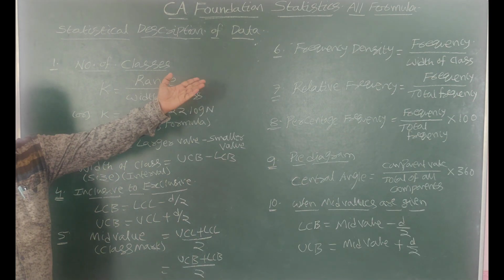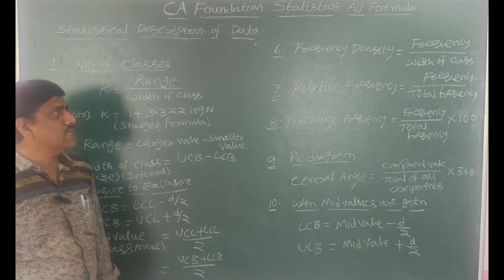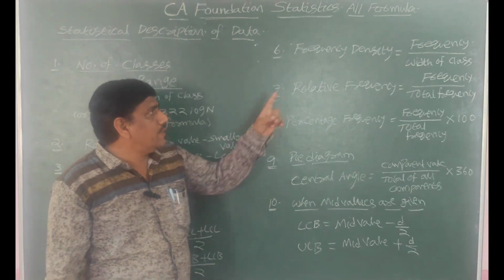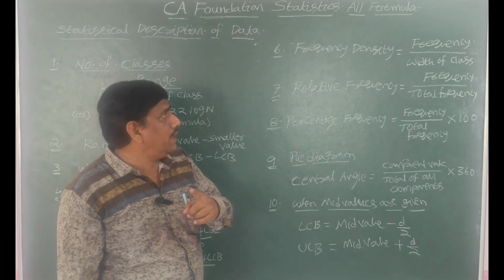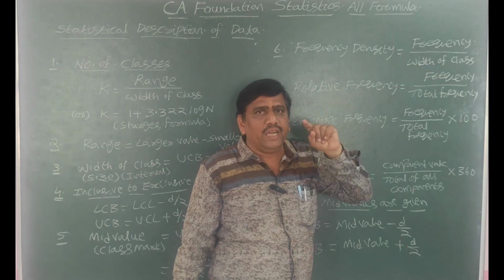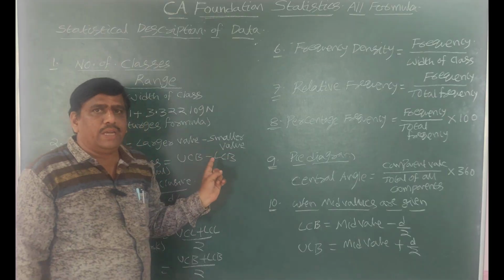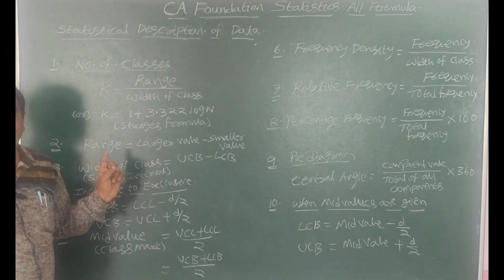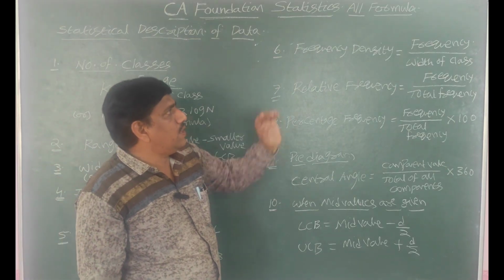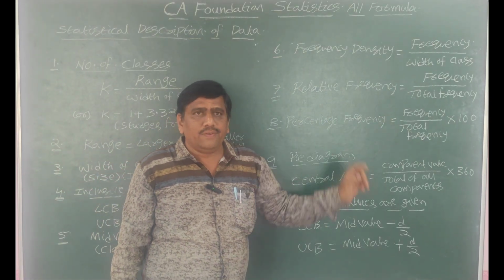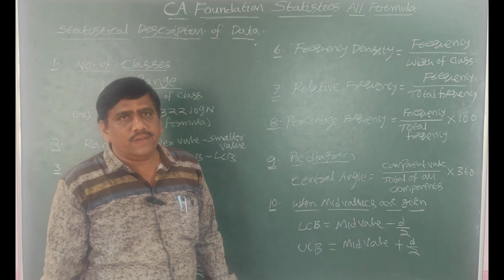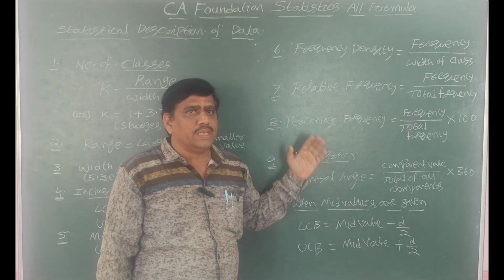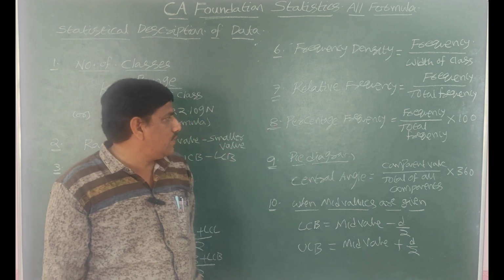Similarly, next formula is frequency density. Frequency by width of the class. To find the frequency density of any class, frequency by width of the class is the formula. Remember here, width of the class. While finding width of the class, please use only boundaries. Don't use limits. Always the difference between boundaries is only width of the class. So frequency density is frequency by width of the class. Relative frequency means frequency by total frequency. Percentage frequency means frequency by total frequency into 100. That means relative frequency into 100 is percentage frequency.